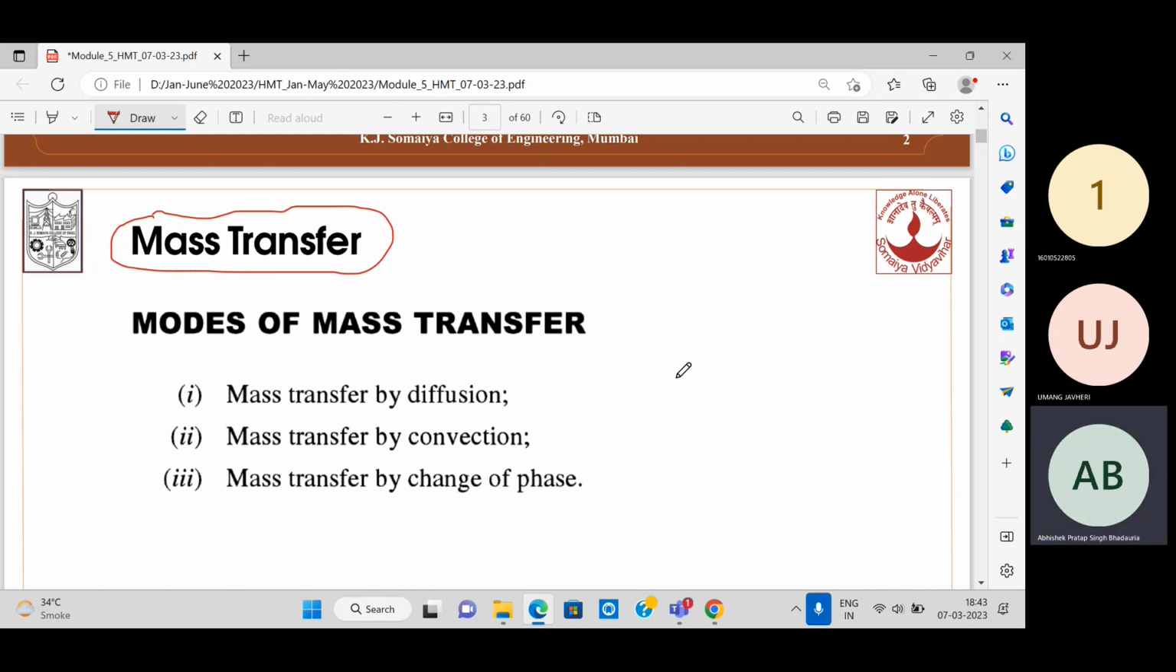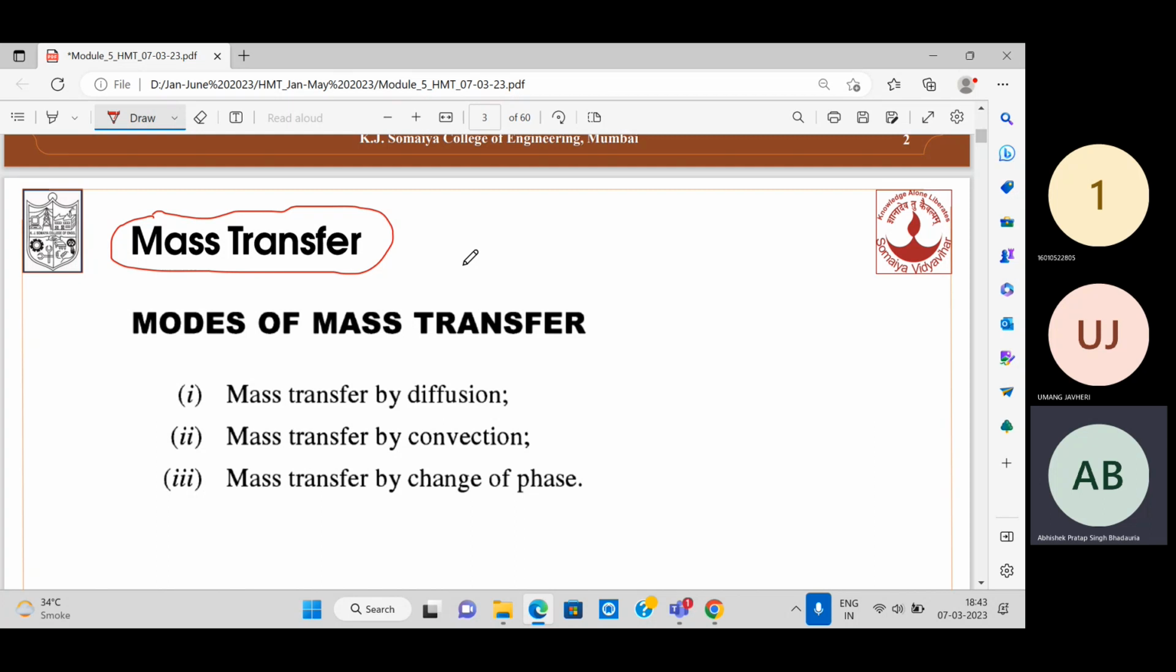Now let's understand what mass transfer is. Basically, if there is one system having one or more components, whose concentration varies from one point to another, then the transportation of different species will take place from the region of higher concentration to the region of lower concentration. So this mass transfer will take place.